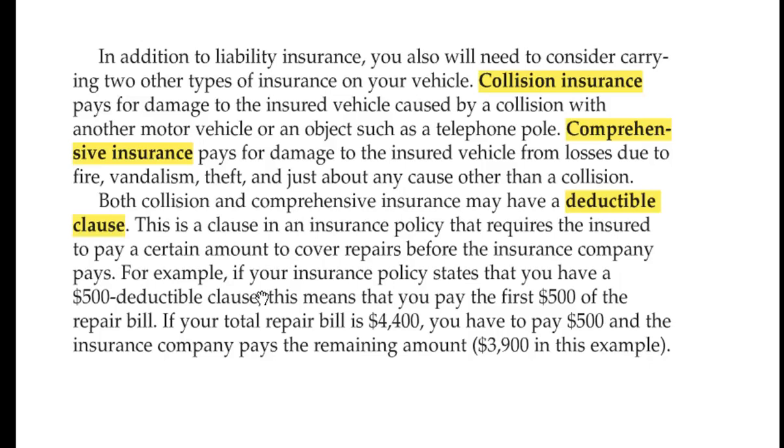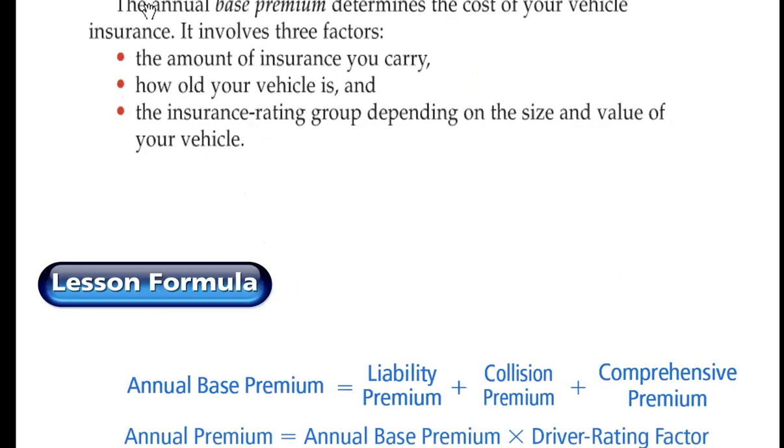When you do get car insurance, you will most likely have to get liability insurance, and then you can add on collision and comprehensive. So that insurance would be more, but it would cover those things. And there are lots of factors that go into that. The annual base premium determines the cost of your vehicle insurance. It includes three factors: the amount of insurance you cover, how old your vehicle is, and the insurance rating group depending on the size and value of your vehicle.